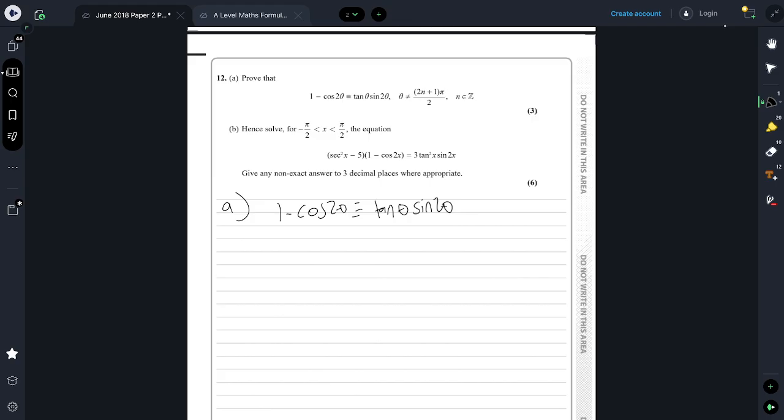Generally, you often want to start from the left-hand side, just for how to set up the question. But which side you pick to simplify is generally the side with the most stuff in it. Here, 1 minus cos 2 theta has not a lot to it, while tan theta sine 2 theta is a lot more. So I think it might be best to start from the right-hand side this time, because it might give us something more to work with. Let's start from the right.